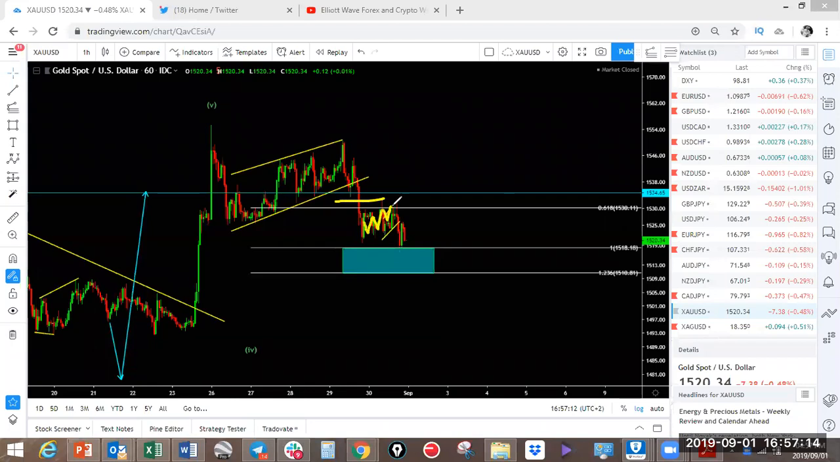Now you already have this corrective structure here. We are here in this structure. So if this is not making a three-wave structure, we are going to get this to now start with a pullback. Why do we want the pullback on gold?